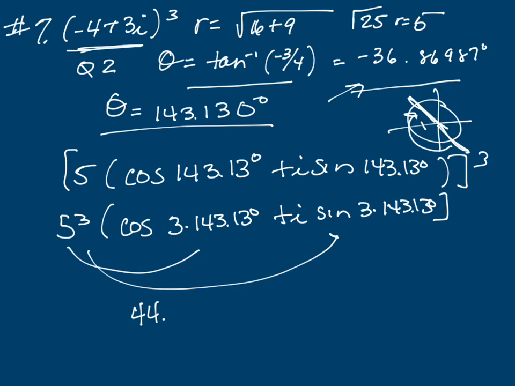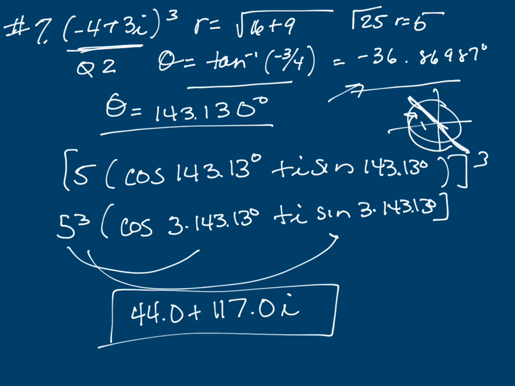44.0 plus i, and then we would have the same thing with sine. So just take your calculator and change it to sine, and you should get 116.99 or 117. So what I'm getting is 117.0 i. All right, so that's what I got for number 7. And let's do number 8 in the same video.